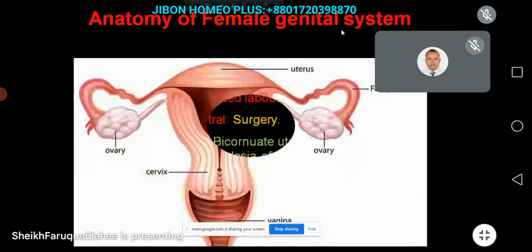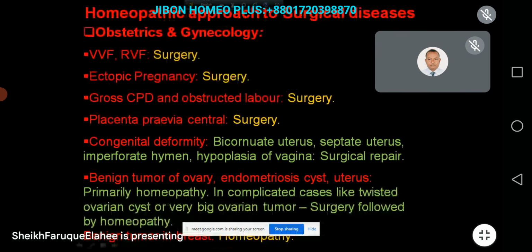Now let us see what remains. Benign tumors of the breast. You know, there are tumors in the breast. There is fibroadenoma. There is fibrocystic tumor. Most of these cases are benign, and we can treat by homeopathic medicine. In many cases, you can treat and you can cure.